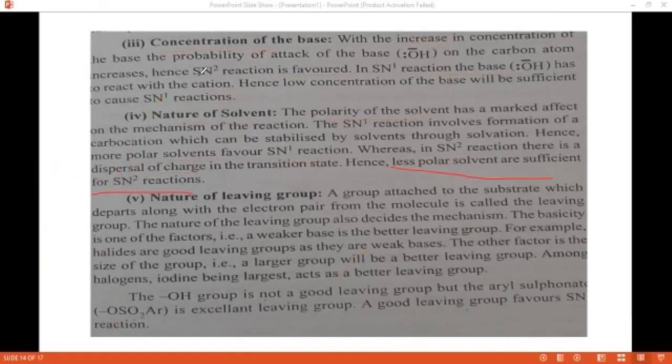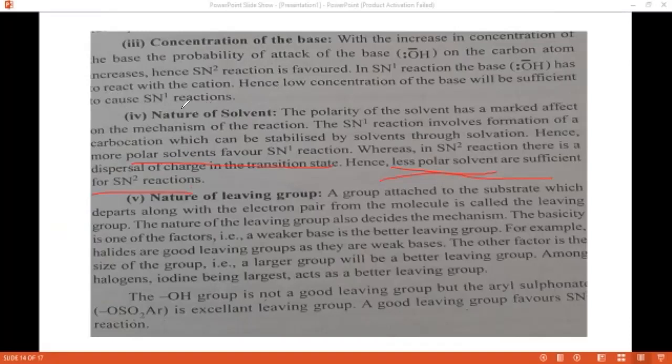Means the more polar solvent favors the SN1 reaction and the less polar solvent favors the SN2 reaction. The last factor is the nature of the leaving group. First of all, what is a leaving group?